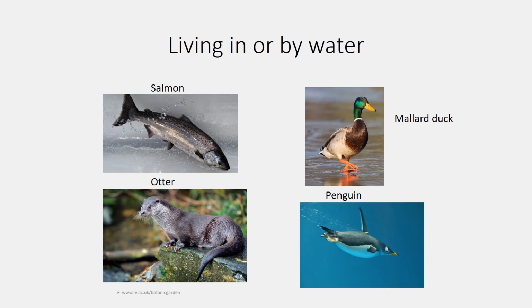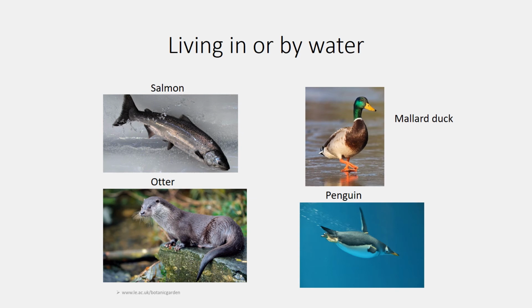Salmon are also incredibly strong and can leap up small waterfalls as they come back to the freshwater river where they were born to breed. Otters have a strong tail to help them swim, a warm waterproof coat and fur on the bottom of their feet to keep them warm. It also helps them grip on slippery rocks when out of the water.